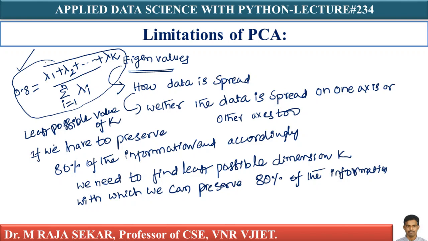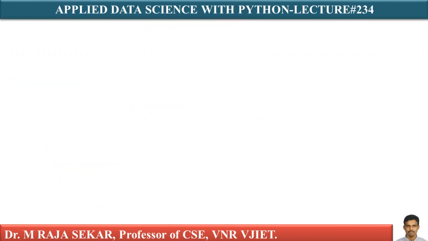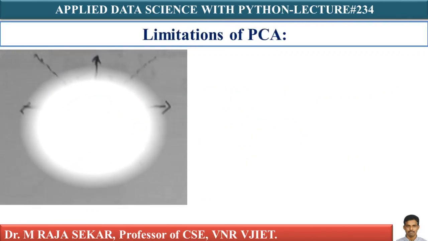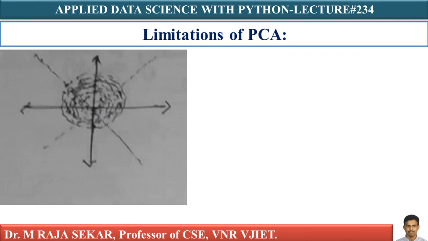Now, we will try to understand limitations of PCA. First, let me take one simple case. Let me assume this is my data distribution. My data distribution is circular fashion. I can say this distribution is known as circular distribution. This distribution I already discussed in my previous lecture, where lambda 1 equal to lambda 2, data is just like circular distribution.